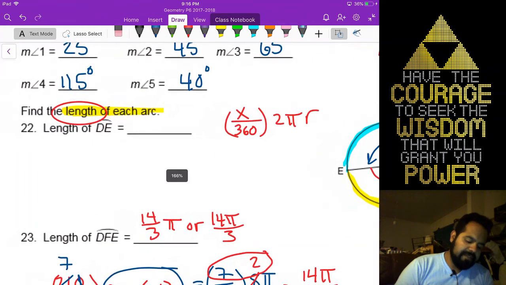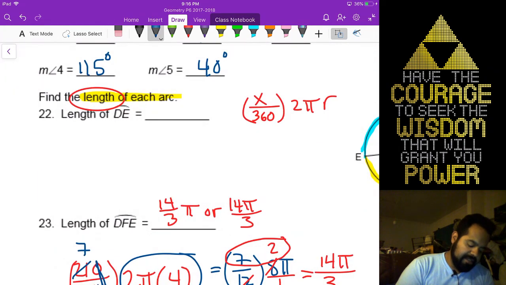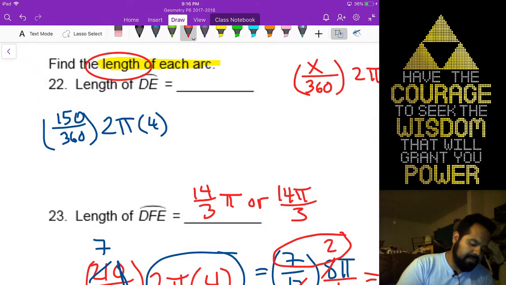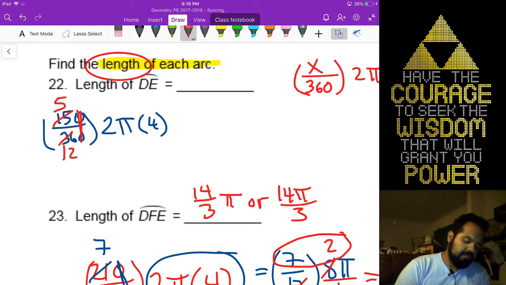So we're going to plug 150 in for the x. So 150 over 360 times 2 pi, and our radius was 4. So let's see here. I'm going to reduce this using some algebra. Cross out the zeros. 15 and 36 are both divisible by 3. So now I have 5 over 12 times 8 pi.